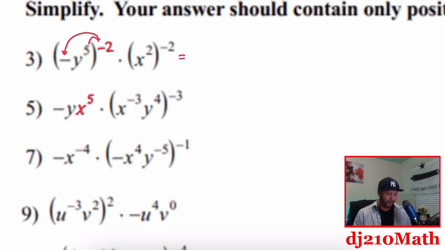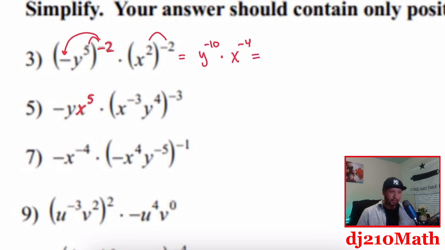So the negative is going to go away because of the -2, it's even. And then y, 5 times -2 is -10. Times, again, the -2 is going to apply to the x squared. We multiply, x to the -4, because 2 times 2.